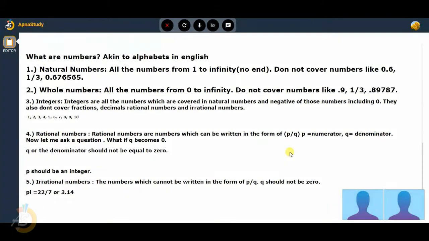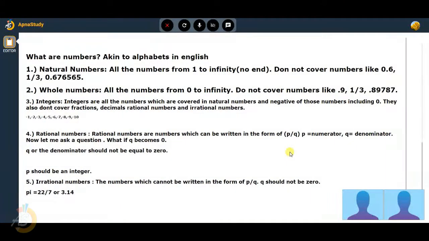Can you think of shifting the decimal places 5 places ahead, 10 places ahead, 3 places ahead? Is it possible? No, not possible, because it's never ending. So we can see that it cannot be written in the p upon q form. So this type of number is known as an irrational number. Now you got what irrational numbers are?